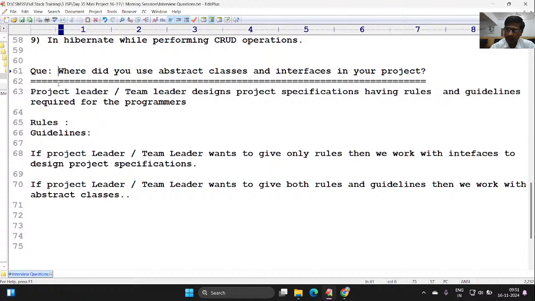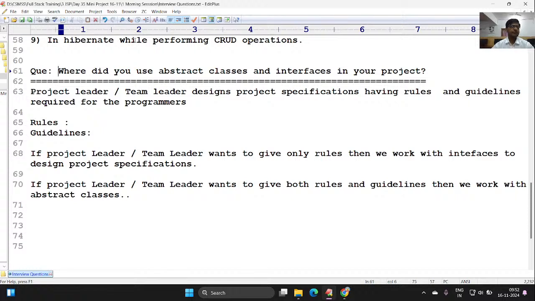Okay, but in the case of a project, what kind of answers can you give? Generally, those rules and guidelines will be created by the higher authorities, or you can call them team leaders or project managers. Project leaders or team leaders design project specifications having the rules and guidelines required for the development of projects, and those rules and regulations will be given to the programmer. So use those abstract classes, use those interfaces in the form of rules and guidelines.